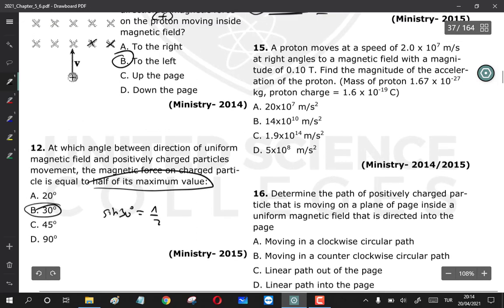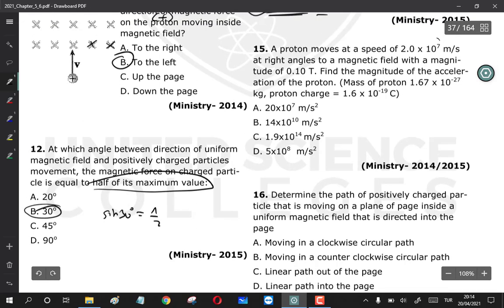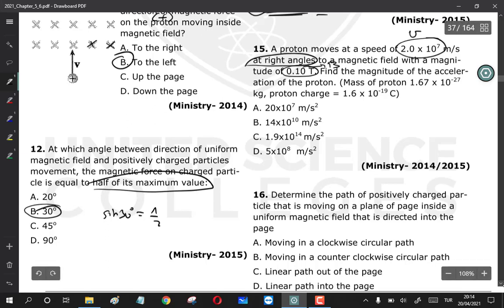A proton moves at a speed of 2 times 10 to the power of 7 meters per second. This is V. At right angles, again right angles, so maximum magnetic force acts on the particle, to a magnetic field of a magnitude, so magnitude of the magnetic field B is given. Find the magnitude of the acceleration of the proton.